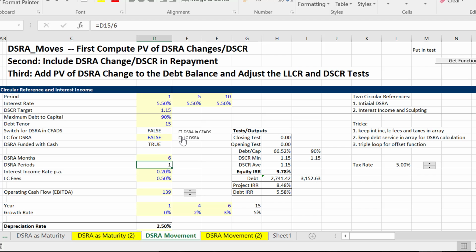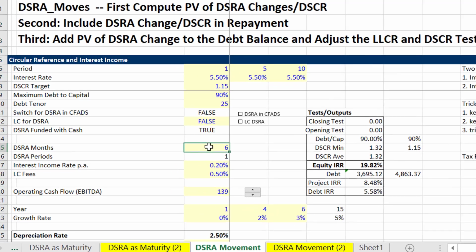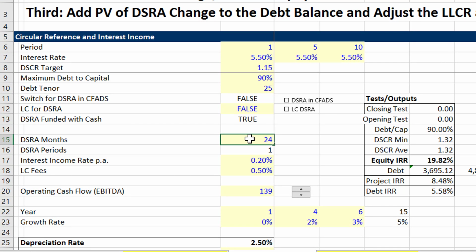Well, this one, let's put that in. Now let's make it 25 years. So you want to make it very flexible, so we get a much higher IRR here. We've got an almost 90% debt to capital ratio, and now we're at 9.82, so it's only about 1% here. Okay, again, if we put in a 24 months debt service reserve account, oops, that's the wrong one.